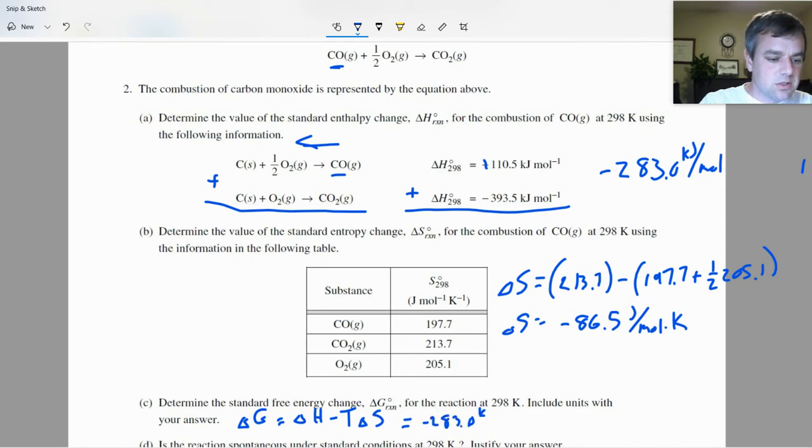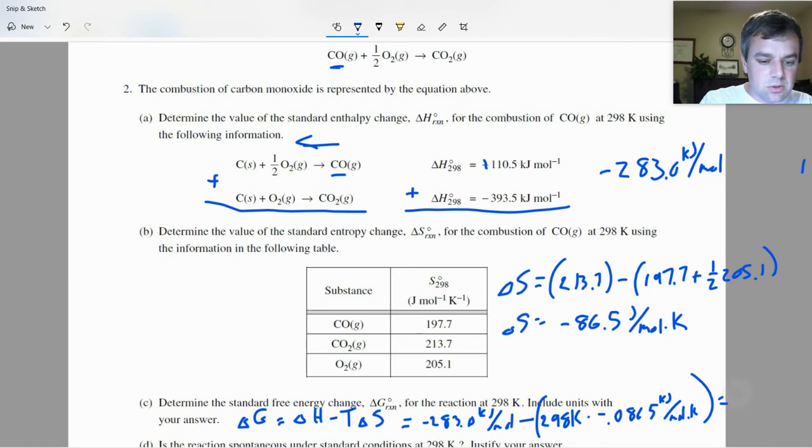So it's going to be negative 283.0 kilojoules per mole, minus our temperature, 298 kelvins, times negative 0.0865 kilojoules per mole Kelvin. If you plug that into a calculator, you should get negative 257.2 kilojoules per mole, because our kelvins cancel out when we multiply kelvins by something divided by kelvins.